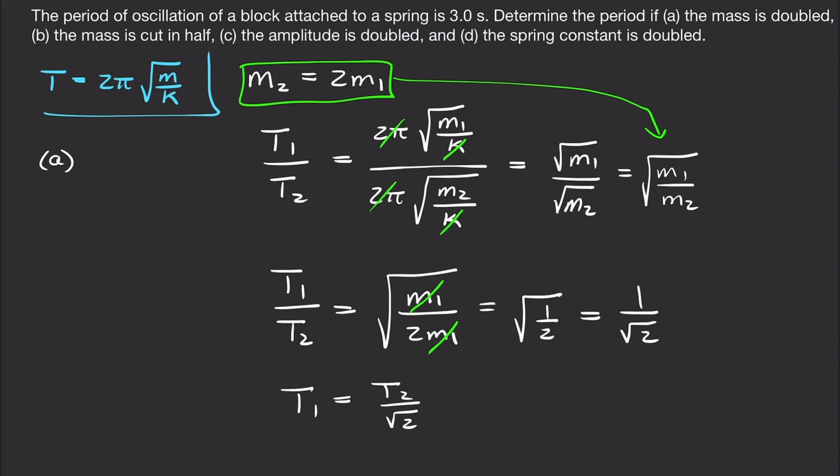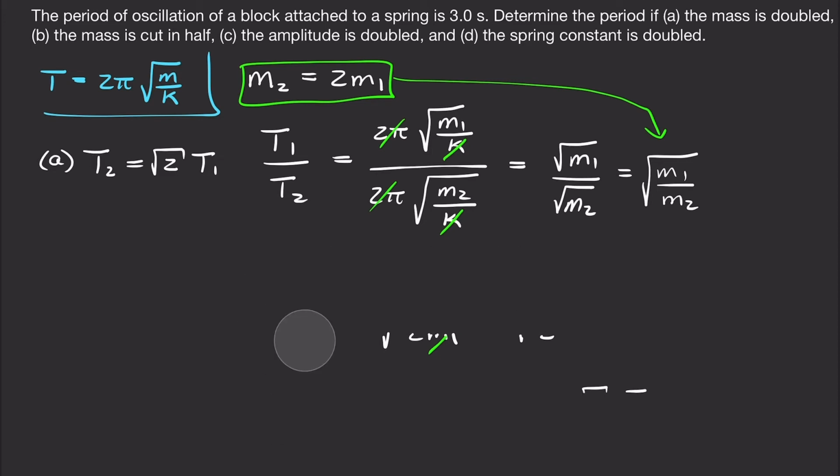But I want to see how the period changed, so I'm going to write this as T2 is equal to the square root of 2 times T1. So now my period after doubling the mass, which is T2, is equal to square root of 2 times what it was before. So it changed by a factor of square root of 2. I'm going to write that one here. And now we can go back and do the other cases.